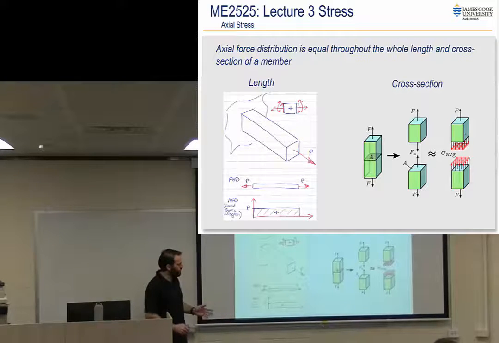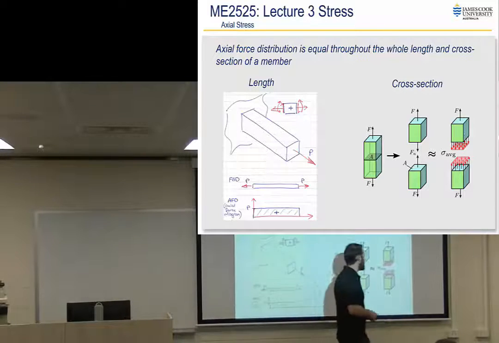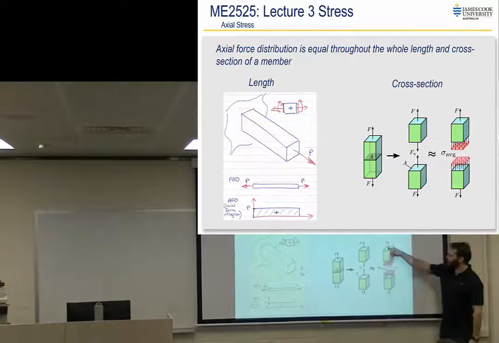But that's not the whole story, because as we know, stress occurs differently throughout cross sections depending on what that stress is. Now, axial stress is very easy. If we look at the cross section throughout an axially loaded member, then it's just perfectly evenly distributed.